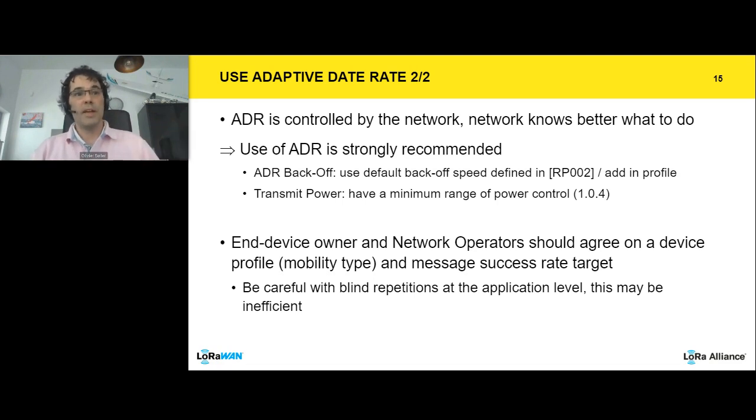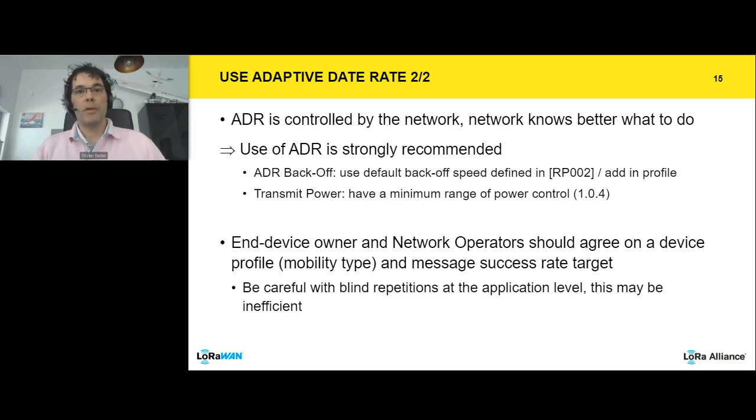And we also recommend that end device owners and network operators agree on a device profile, which is typically, for the case of ADR, a type of mobility, and also agree a contract on a message success rate. The two additional recommendations that we make in the documents that we're talking about today is to use the default backoff speed in the ADR backoff procedure that Dave has talked about already, that these parameters are defined in the regional parameters document. And in case these parameters are slightly adjusted, they need to be documented in the end device profile, because the network needs to know at what speed the end device is going to back off.